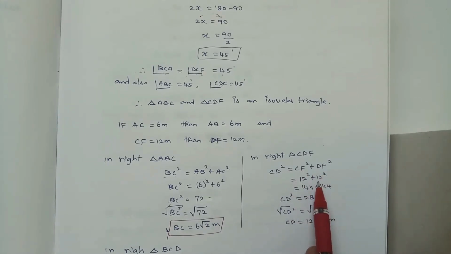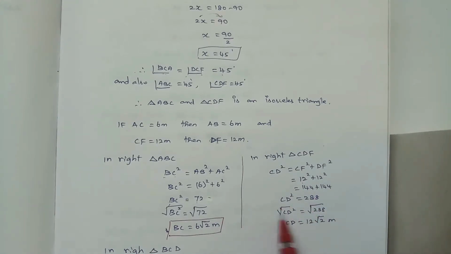12 square plus DF is nothing but 12 square. So 12 square is nothing but 144 plus 144, 288. Taking square root on both sides. Square root of CD square is equal to square root of 288. While we are taking that prime factorization, CD is equal to 12 root 2 meter.